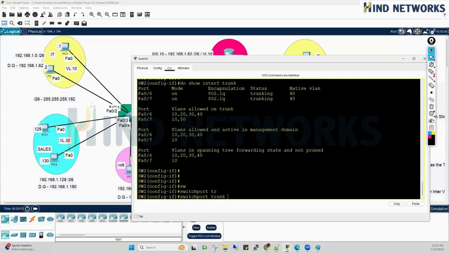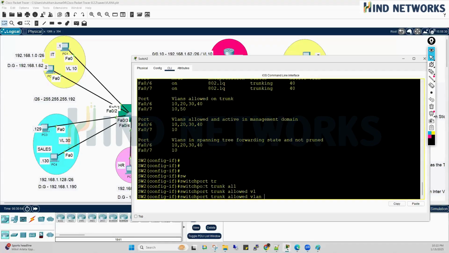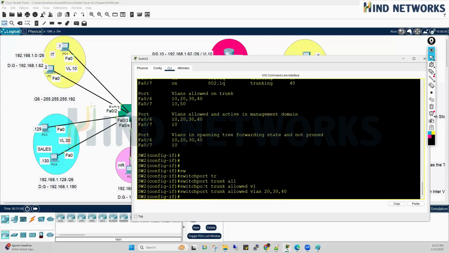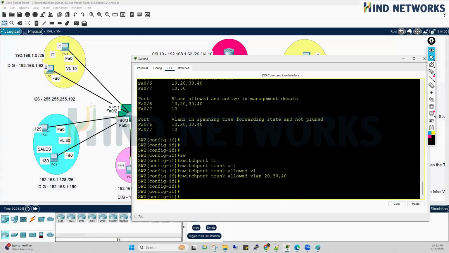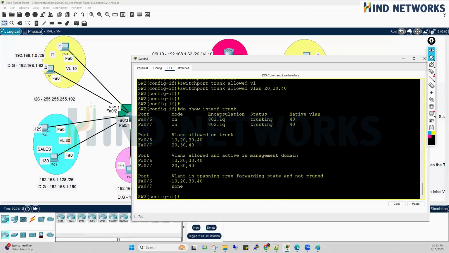Clear? Switchport trunk allowed VLAN. VLAN 10 and 50 are already there. I want to write VLAN 20, VLAN 30, VLAN 40. I write it, and you can write like this by putting commas. Do show interface trunk. Now see, on 0/7, VLAN 20, 30, 40 are allowed. But see, here I didn't write the add keyword. So these three VLANs are allowed, but previously we allowed VLAN 10 and 50, and both are removed. Getting my point? Everyone tell me yes or no.